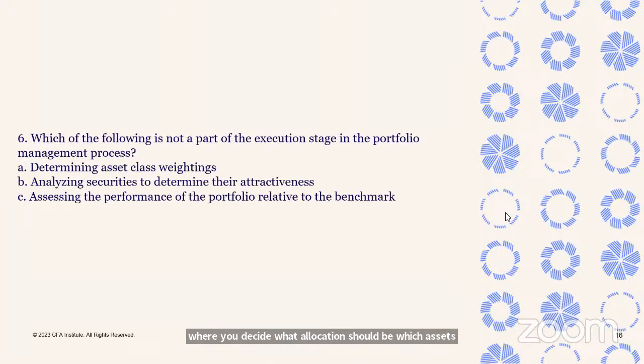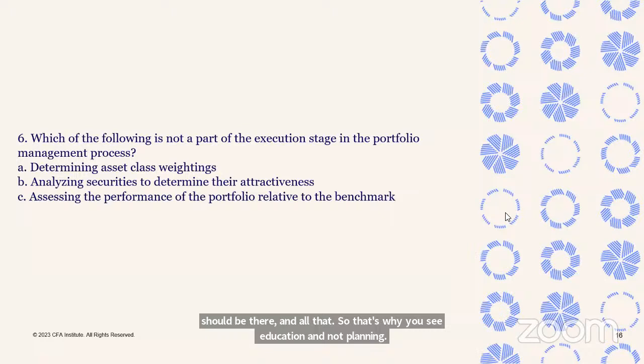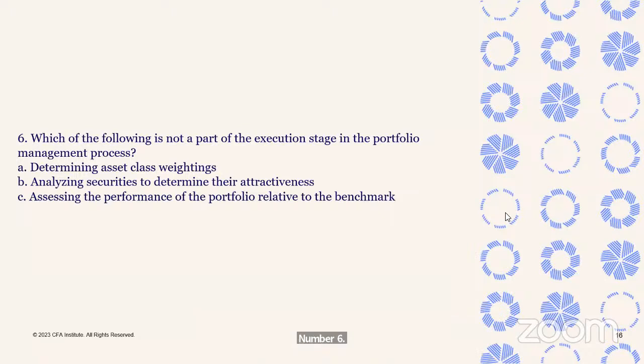Number 6. Under execution, you determine the asset class ratings, you analyze securities, but under feedback is where you assess the performance of the portfolio relative to that of the benchmark. All right.